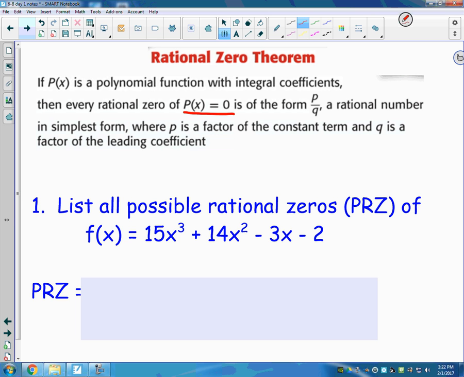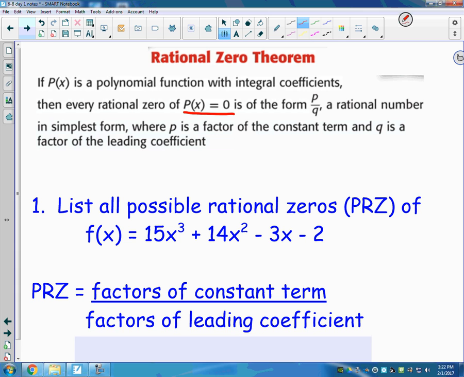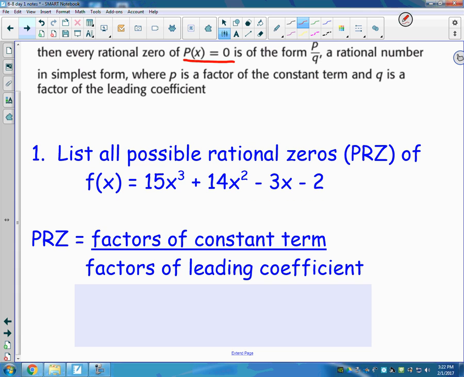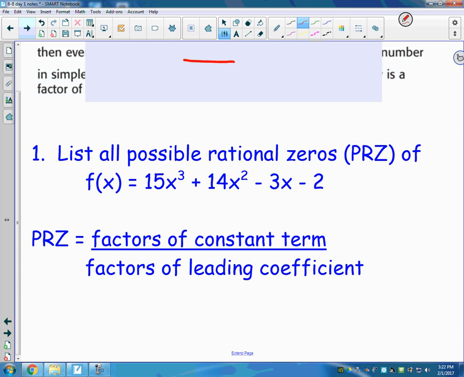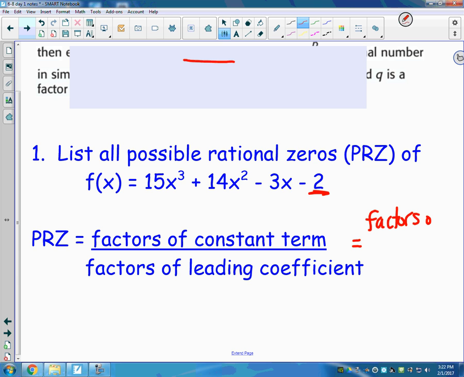So look at this, all right? So list all possible rational zeros. So you need to write this down. To find PRZs, you're going to take factors of the constant term over factors of the leading coefficient. So the constant is the one that doesn't have a letter in it, right? It's usually the last one. So we're going to take factors of 2, and we're going to divide that by factors of the leading coefficient, which remember is the highest degree and the number in front of that, usually the first one if it's written in order, over factors of 15.